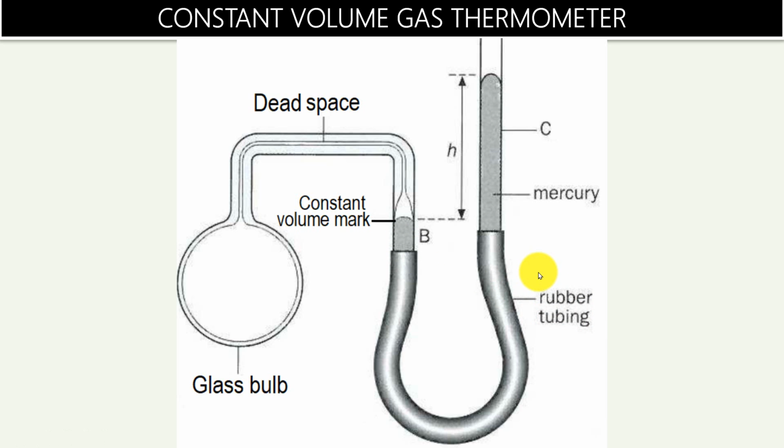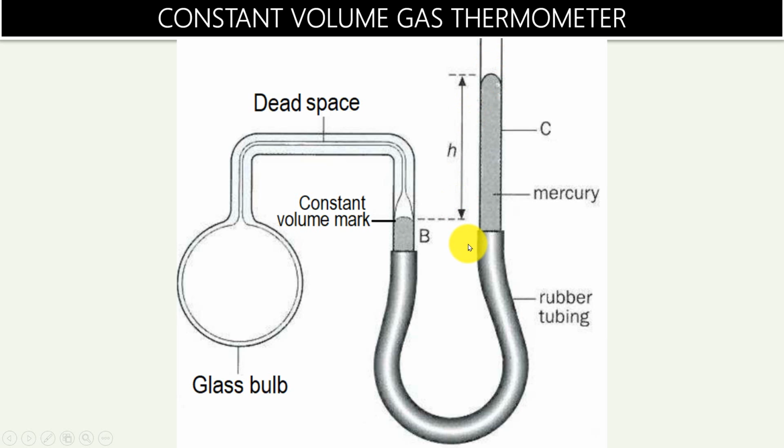Now, let me first talk about the parts. So we have a glass bulb, like you have said before, the dead space, constant volume mark. We have the two tubes B and C connected to a rubber tubing. Now, the whole combination has mercury in it. So there is mercury inside here. There is mercury inside here. The other end of tube C has to be open so that atmospheric pressure acts on it from this point here.